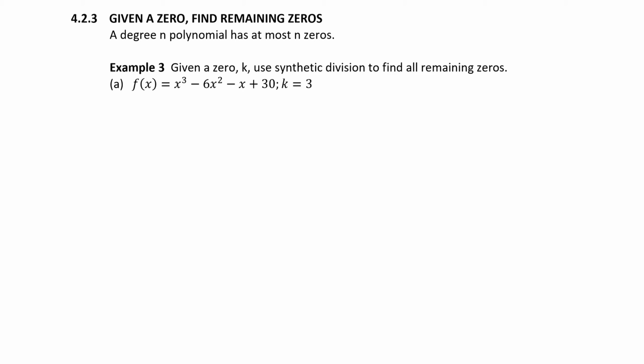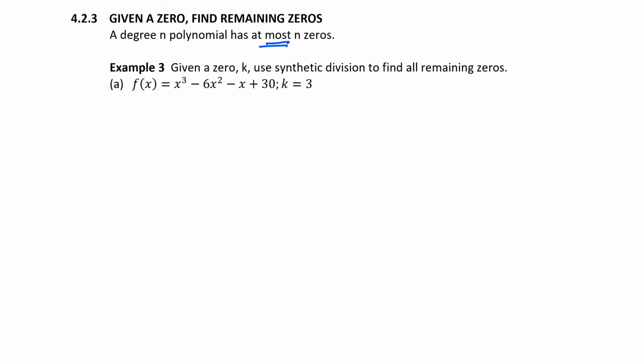In 4.2.3, we're going to move on and apply our synthetic division process and the remainder theorem that we just learned to start solving higher degree polynomial equations. Given a zero, find remaining zeros. Just a quick reminder, a degree n polynomial has at most n zeros. Remember, there could possibly be less than n zeros when we consider multiplicity.